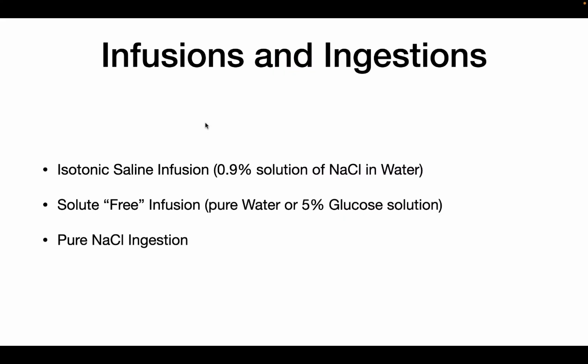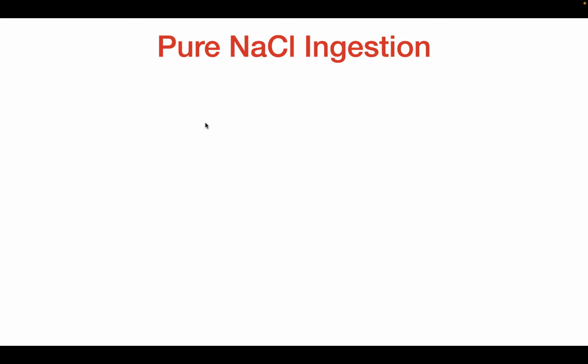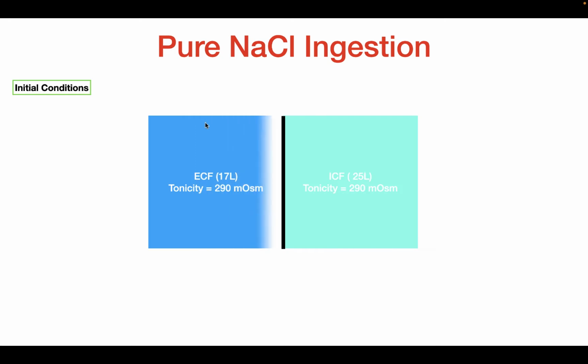The last thing we're going to talk about is pure sodium chloride ingestion. What is going to be the effect of this? To understand this, we're going to do the same experiment where we have our 2 compartments divided by a semi-permeable membrane. We start off with 25 liters in the ICF and 17 in the ECF, and both have a tonicity of 290 milliosmoles. We're going to bring a little bit of sodium chloride into the ECF, enough to raise the tonicity or osmolality to 316 milliosmoles.